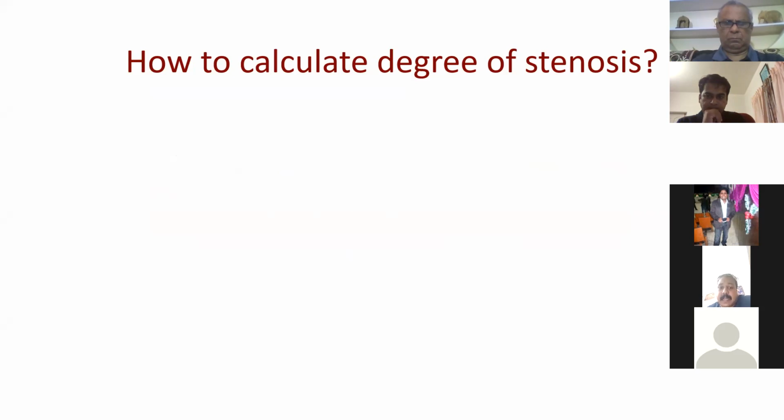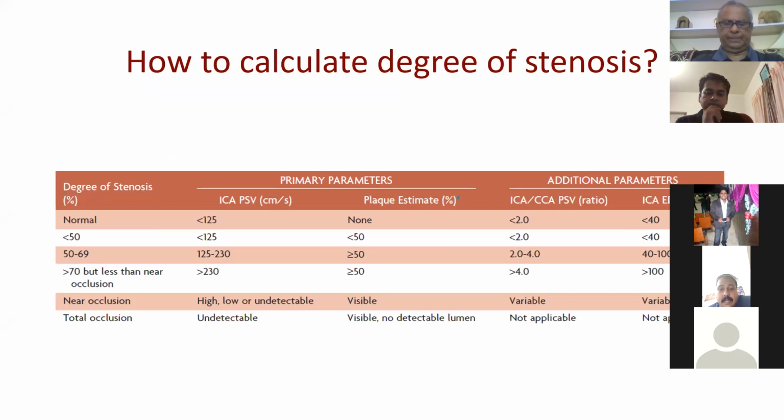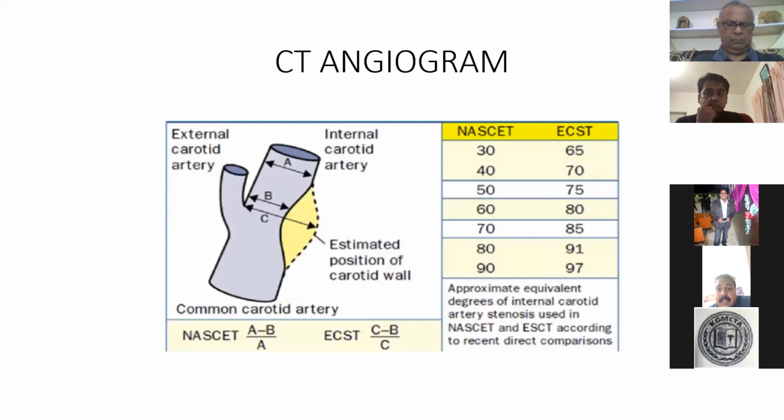So the next best thing that can be done is to calculate the degree of stenosis. First we have to do a duplex, and based on the PSV, we calculate the degree of stenosis severity and group it into less than 50, 50 to 70, more than 70, and near total occlusion. Or we can do a CT angiogram and calculate the degree of stenosis. So that is by two methods, either we go by NASCET or an ECST.